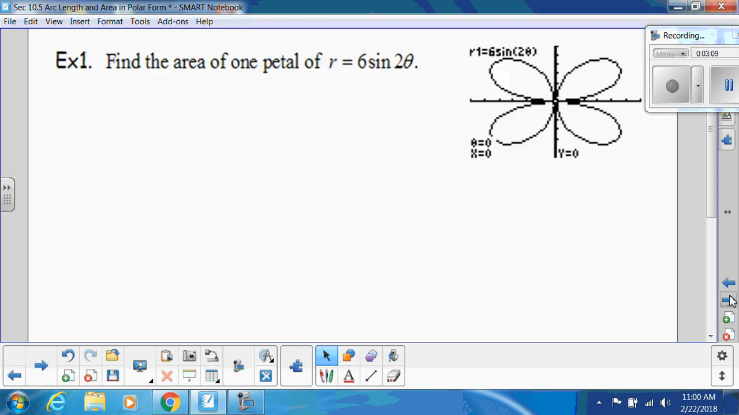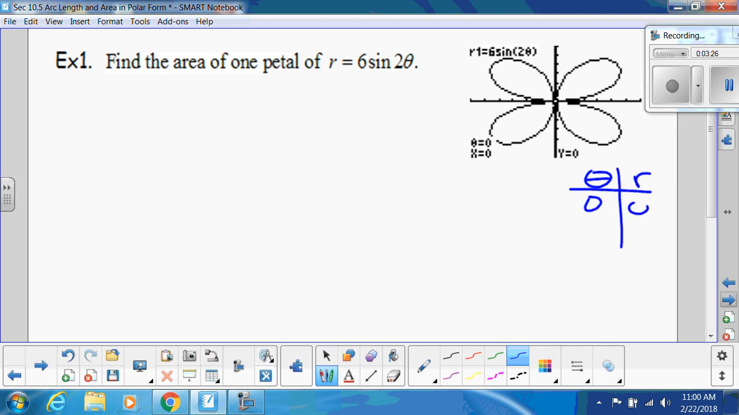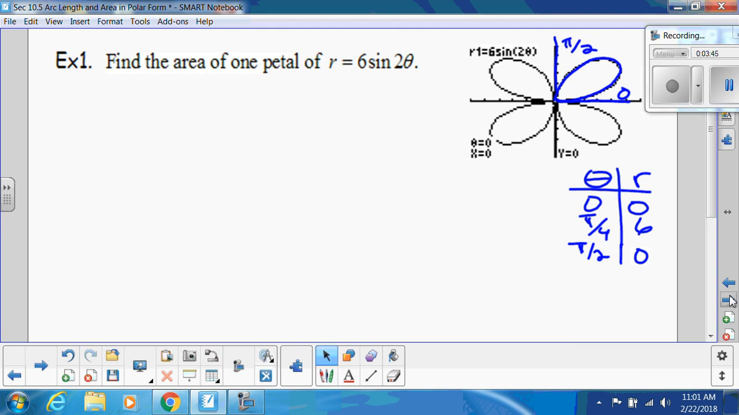All right, so let's find the area of one petal of this rose curve. One petal, you can either trace this out to see how it traces out, or you can do a little T-chart. 0 gives 0, pi over 4 gives 6, and then pi over 2 goes back to 0. So this traces out like this. Okay, so that's one petal. So I went from 0 to pi over 2. That gives you your alpha and your beta.